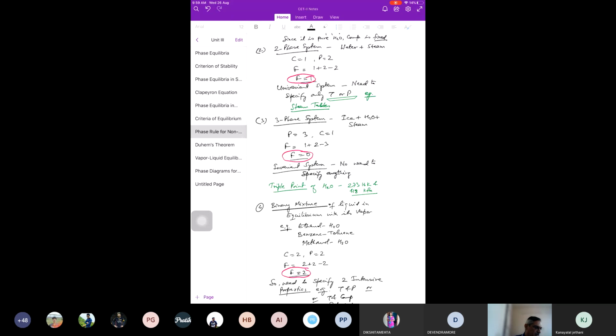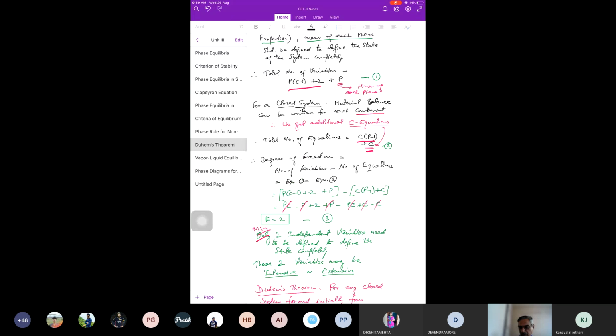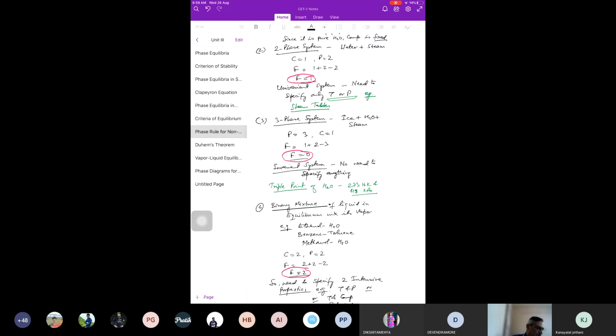But Duham's theorem says if I want to completely specify the system, including intensive and extensive, then I need minimum of 2 variables. तो जहाँ पर 0 था वहाँ पर, जैसे यहाँ 0 था, right? In this case, I need to specify at least 2 extensive properties. Mass of ice या mass of water लेना पड़ेगा, then only I can fix mass of steam.